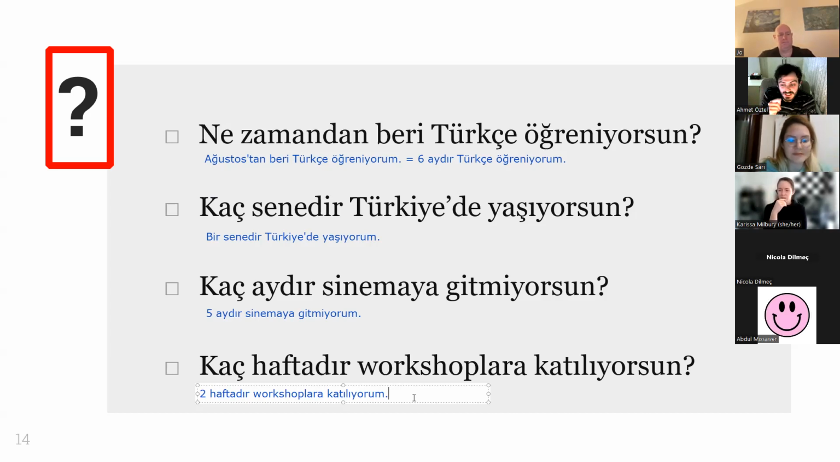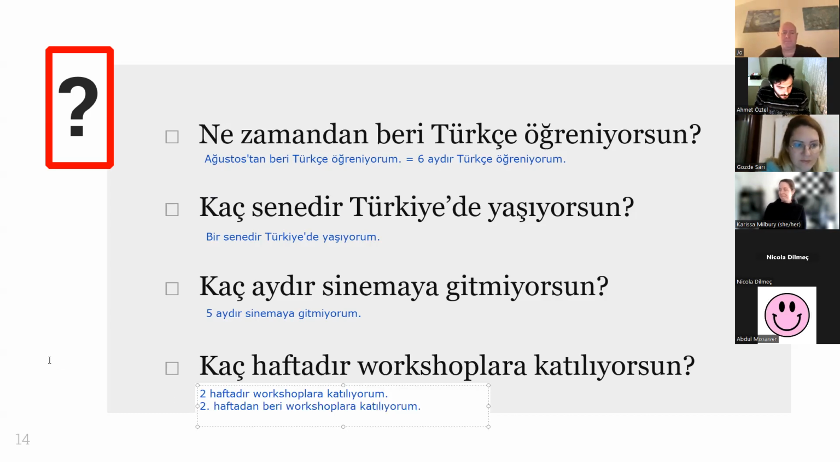So the first one, 2 haftadır, would be a gap. Meanwhile, ikinci haftadan beri would be a starting point. That's why we basically used dan beri, you know, ikinci haftadan beri workshoplara katılıyorum. I'm glad you mentioned this, it is actually quite important.